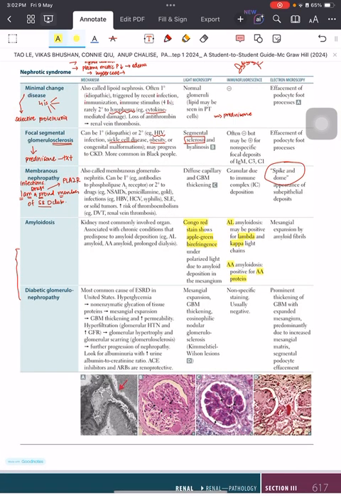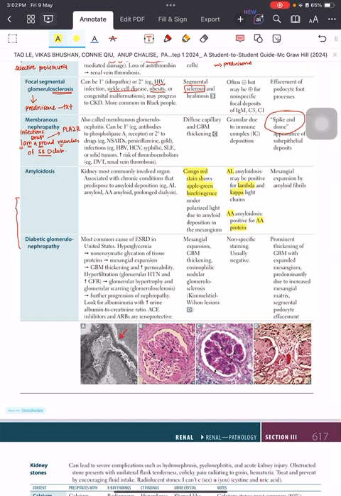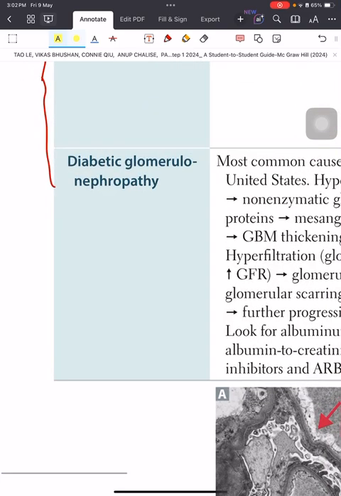Just remember on Congo red stain there will be apple green birefringence, and your past knowledge will be able to help you with the diagnosis of amyloidosis. And honestly, what has really helped me is that normally when you really can't reach a diagnosis, it's amyloidosis for some reason. For diabetic glomerulonephropathy, we know that in diabetes there is non-enzymatic glycation, right?